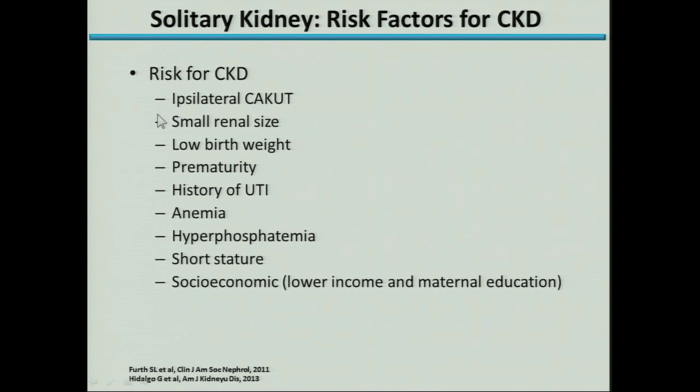So risk factors for CKD in patients with a solitary kidney, like I said before, are patients with an ipsilateral CAKUT or small renal size, lower socioeconomic status, income and maternal education, and some clinical factors such as short stature. They have hyperphosphatemia, anemia, abnormalities in their lab work, history of UTIs, prematurity, and low birth weight.